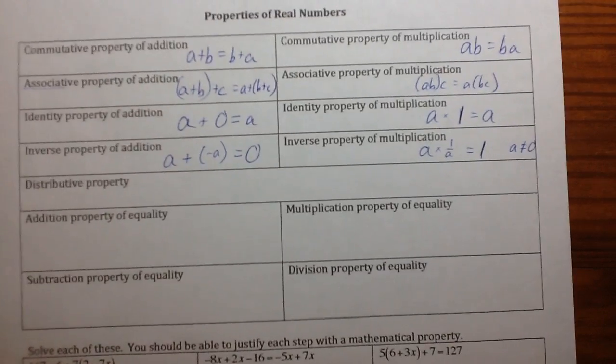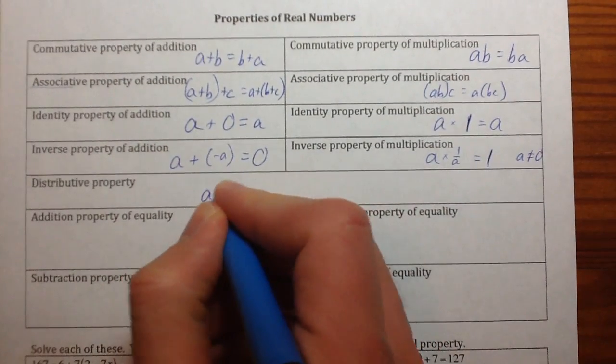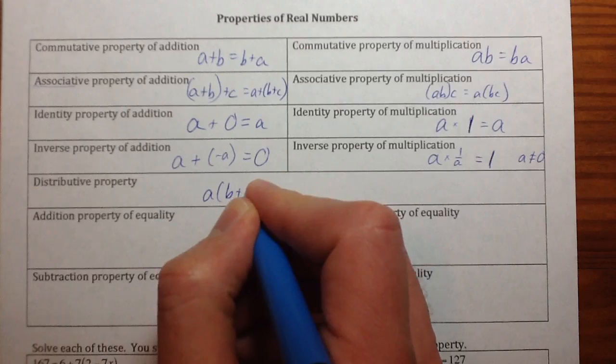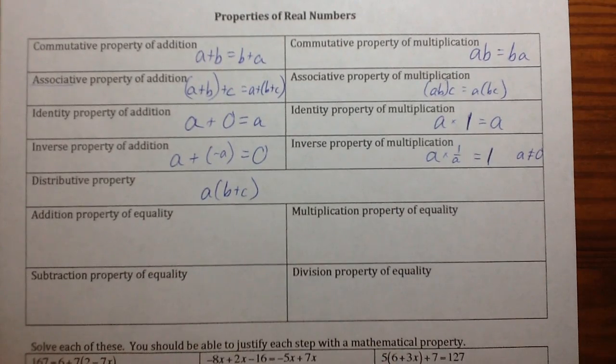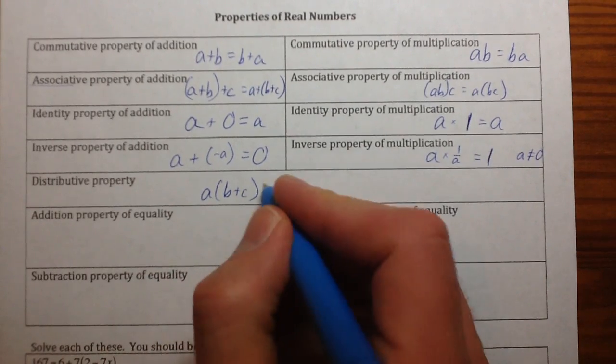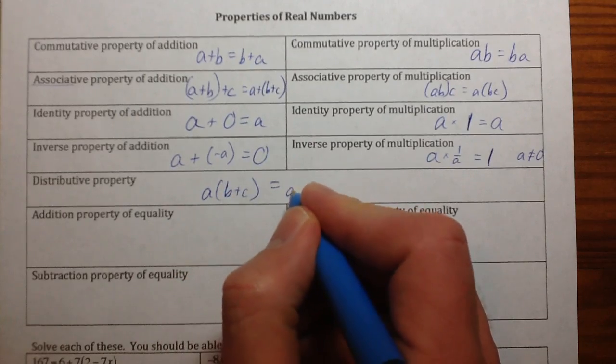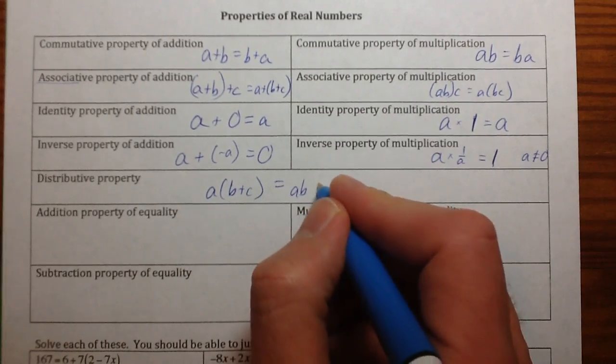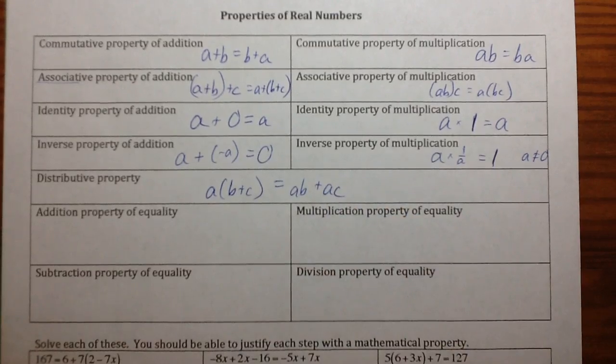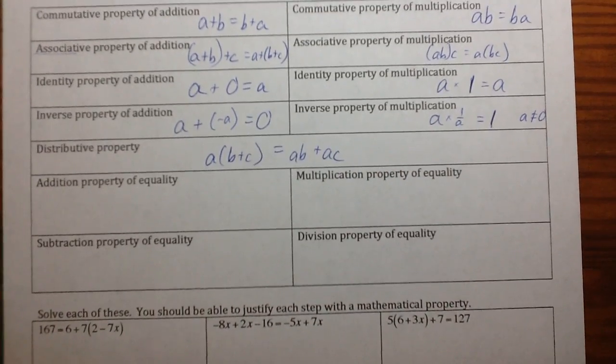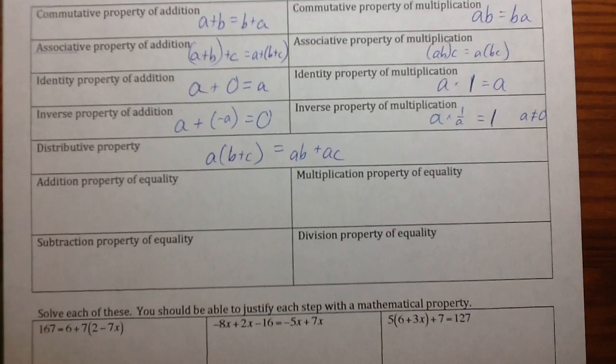Distributive property, you've seen it, you've done it, so we won't spend much time here, but it's A times some B plus C or whatever. You can probably put a variable in there if you want to. And what you do is you distribute the A, so A times B gives you AB. A times C gives you AC. AB plus AC.